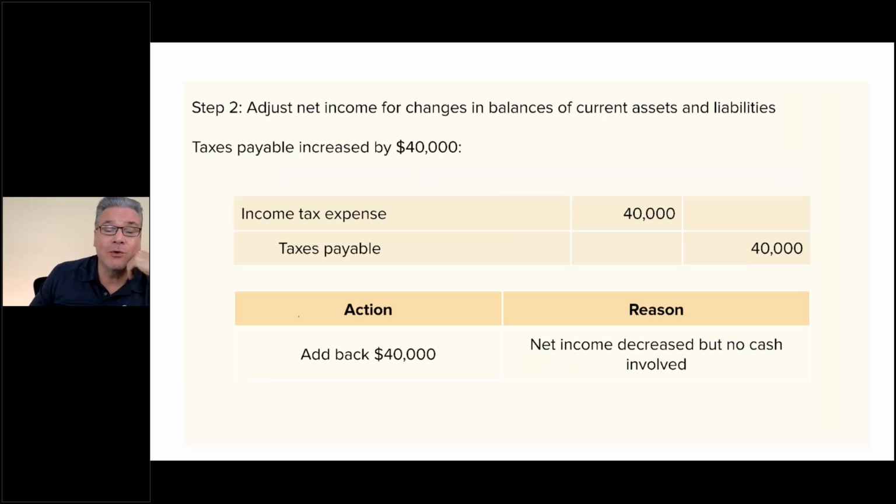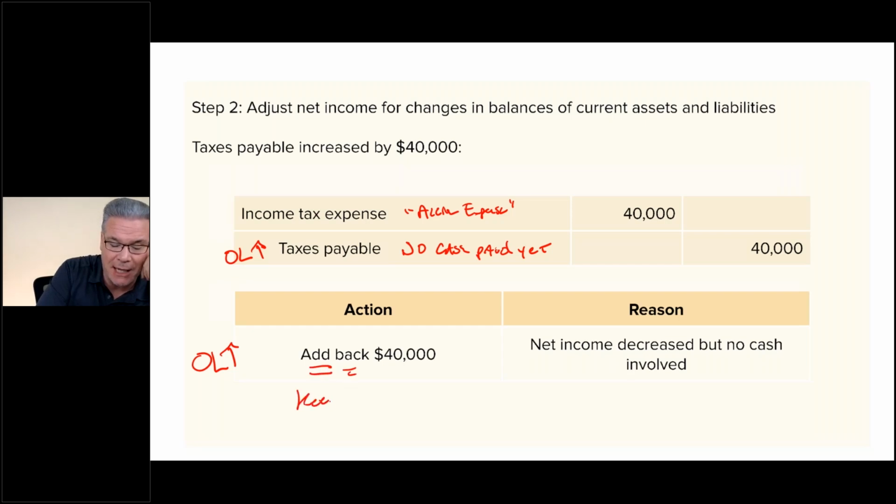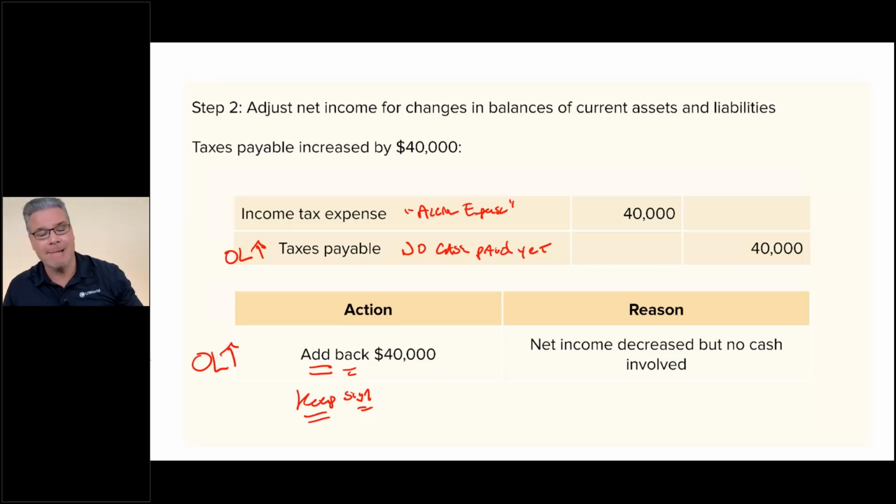Income tax expense. You ready? We accrued for the expense. There's no cash paid yet. So when you accrue for an expense, that means no cash paid yet, just like accrued revenue means no cash received yet. All righty. So an operating liability just went up. When an operating liability goes up, taxes payable, what do we do? Keep the sign. If it goes up, if it increases, add it. We keep the sign. Okay, no problem.